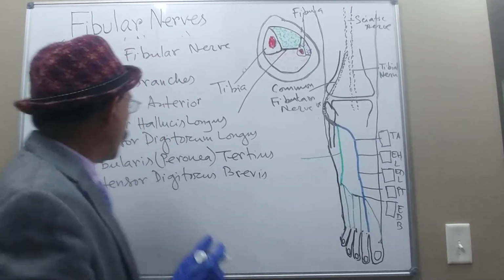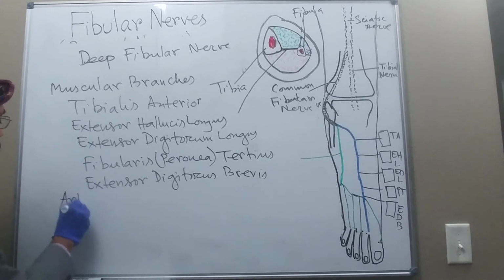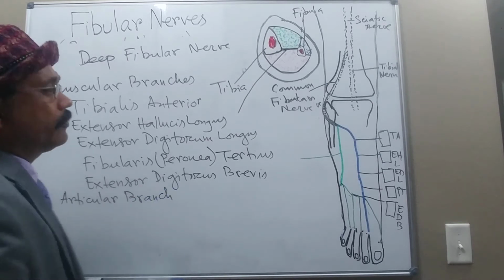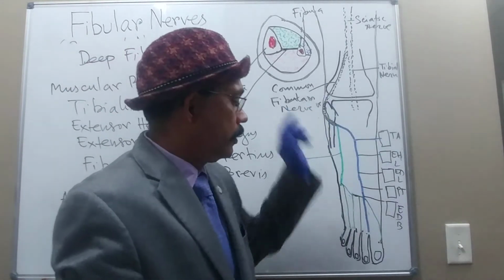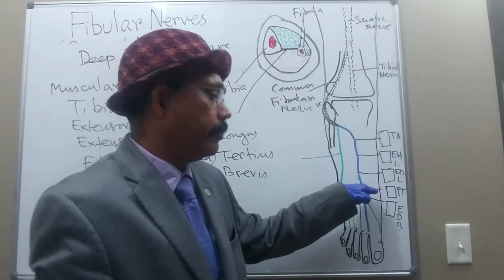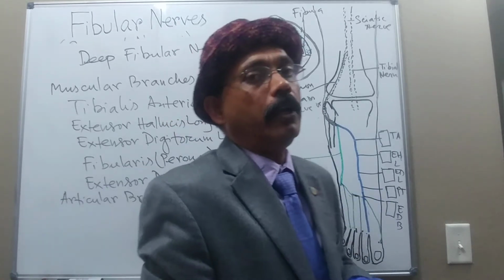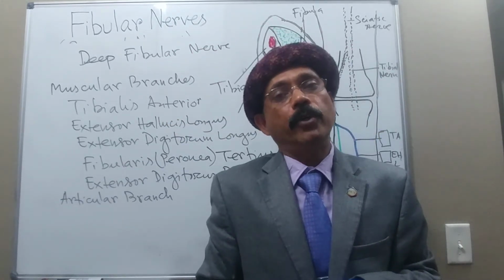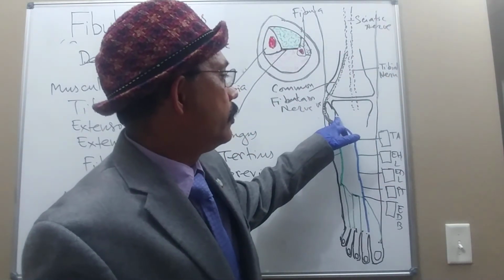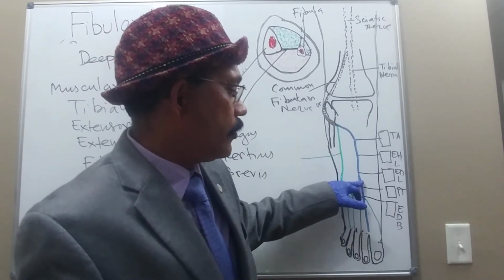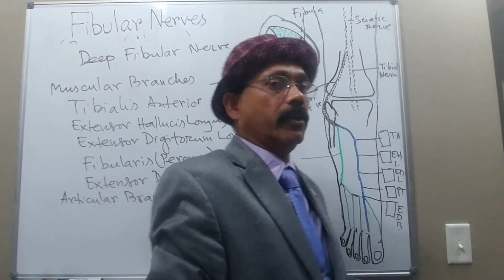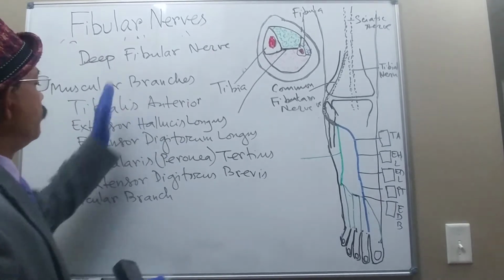It has also articular branches that go to the joints. Articular branches to the tibiofibular joint, to the metatarsophalangeal joint, to the intertarsal joint, to the ankle joint. We know that according to Hilton's law, if a nerve passes over a joint, it should supply that joint. It is close to this joint, the tibiofibular joint, then the ankle joint, then the intertarsal joint, metatarsophalangeal joint. So these are supplied by the deep fibular nerve.